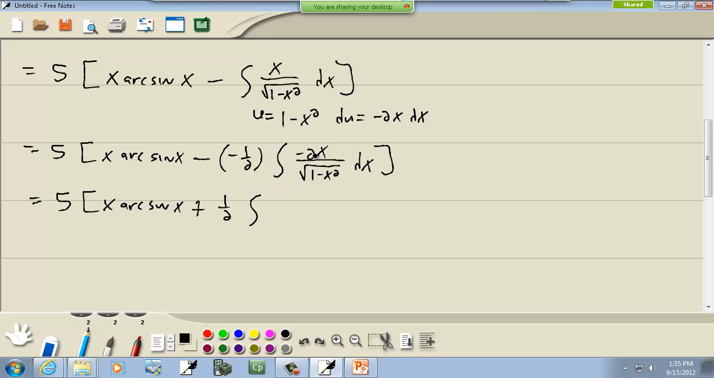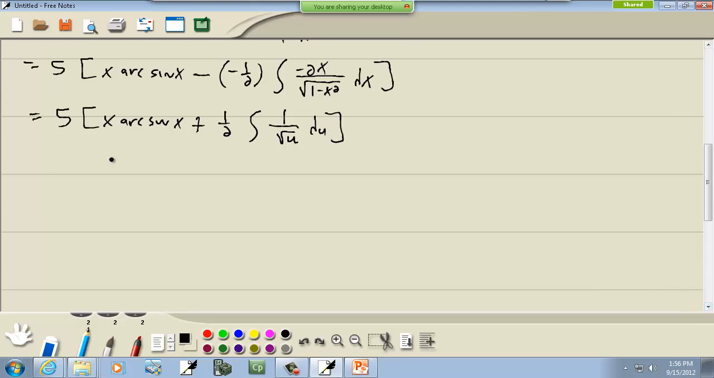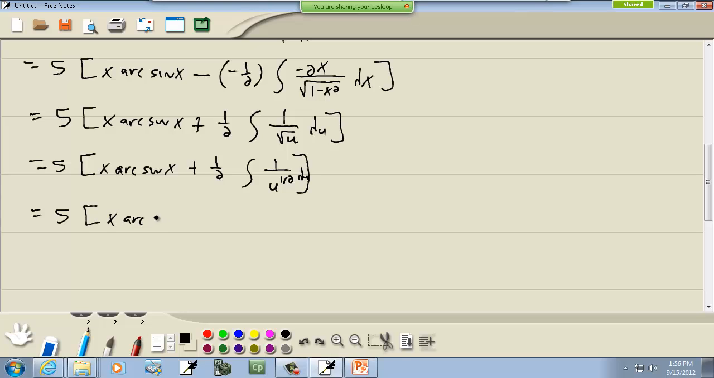And now I can do my u substitution. Negative 2x dx gets replaced by du. And this gets replaced by u. So we got 1 over the square root of u du. And I'm going to rewrite that as 1 over u to the 1/2 du. And all the rest of this carries down. And I'll take that u to the 1/2 up on top, becomes u to the negative 1/2 du.